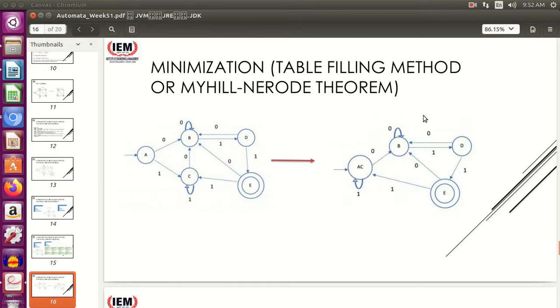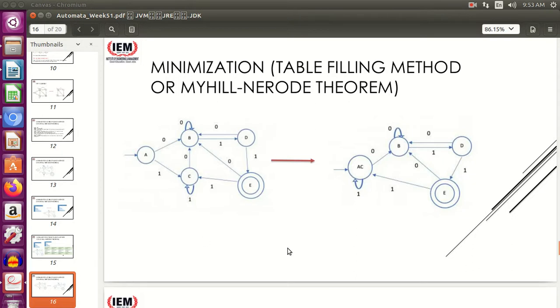And see, for all the rest of the states it will be easier because they remain unchanged. We already have all the states over here and here also, so just copy them out from here. So this is the process of minimizing a DFA using the table filling method or Myhill-Nerode theorem.